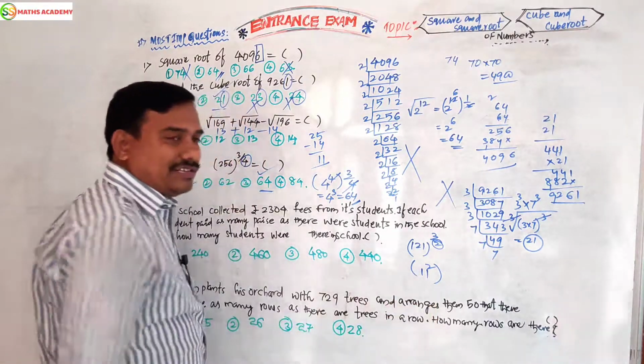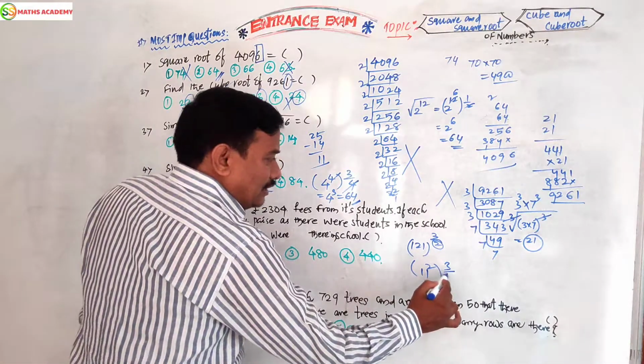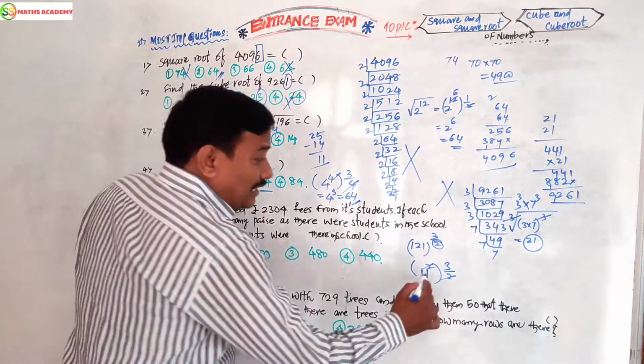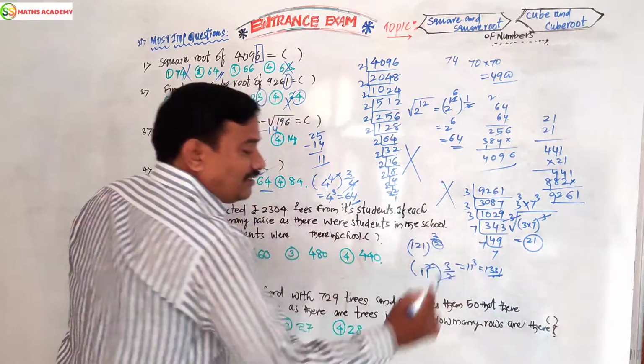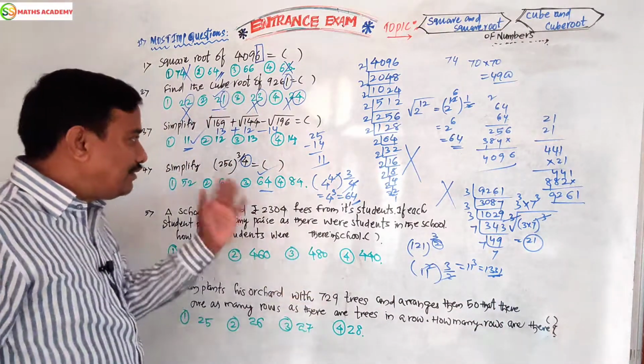So that means 11 square. It will come definitely, 3 by 2 cancel, 11 cube. 11 power 3 is 11 into 11 into 11, which is 1331. That option will be there in that question.